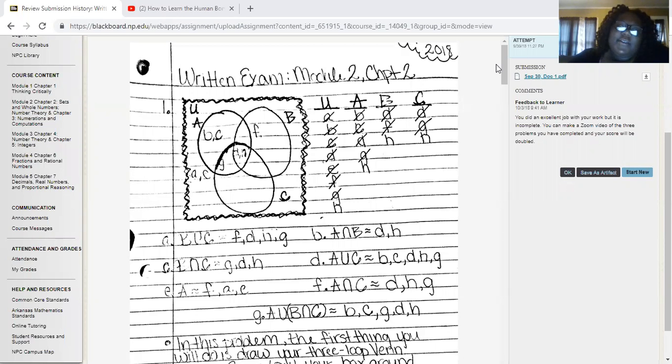So we're going to go over my written exam for Module 2, Chapter 2, Sets and Whole Number Theory, and Chapter 3, Numerations and Computations. Let's go. Starting with number 1.